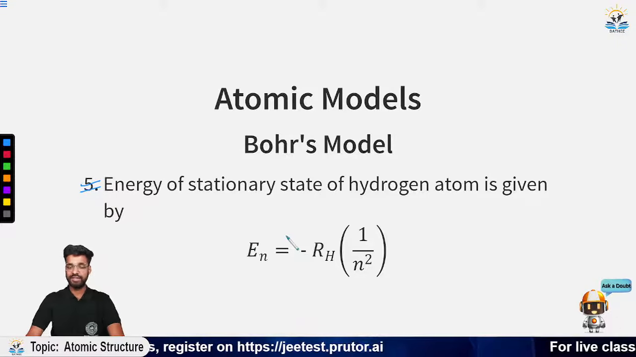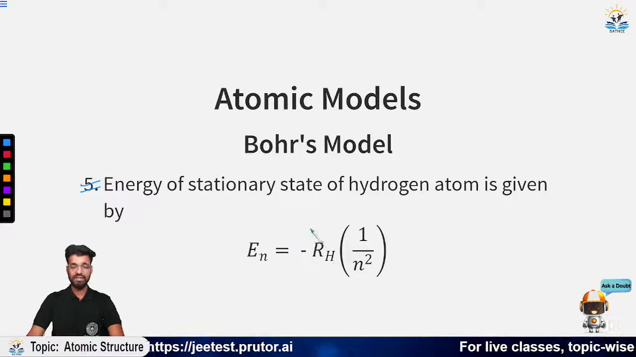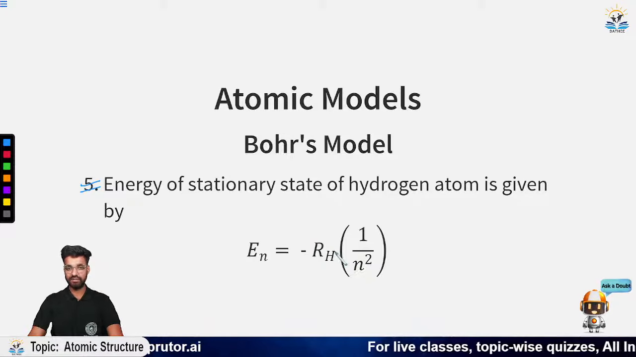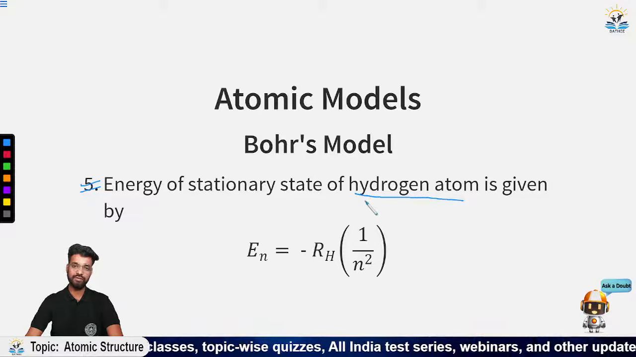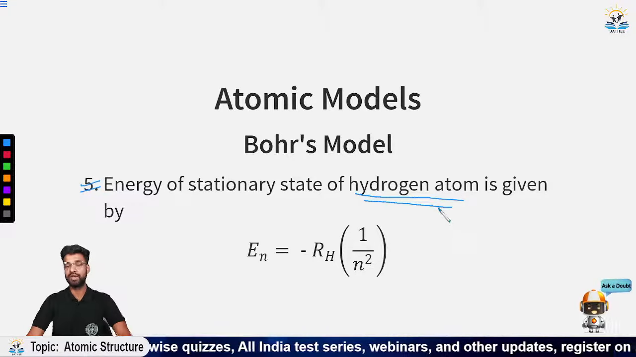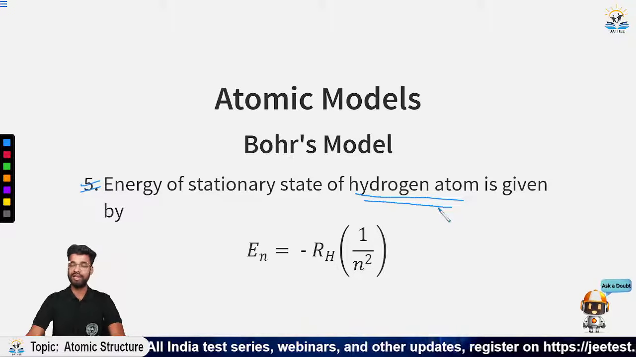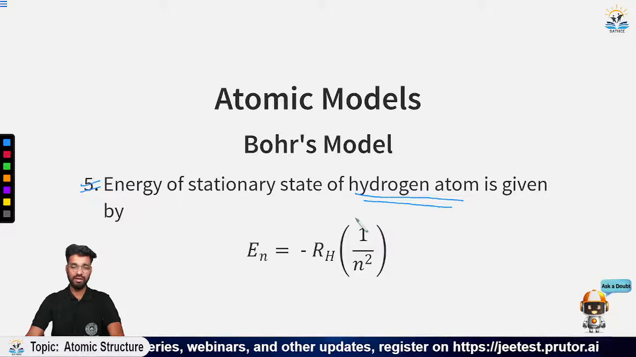Now we have the energy of a stationary state. So what is the energy of each of the stationary states? It is simply minus RH times 1 by n square, and it is for the hydrogen atom. So students, do not get confused with it. You will not use it for any other atom like lithium or helium. It is only for the hydrogen atom.